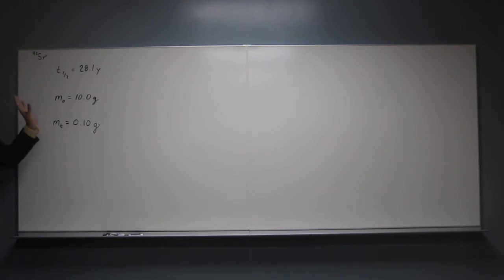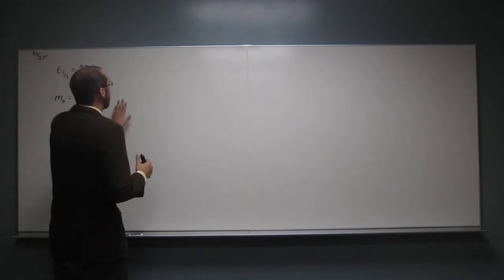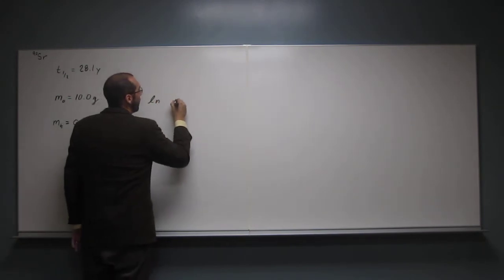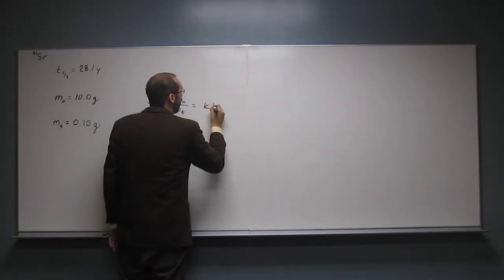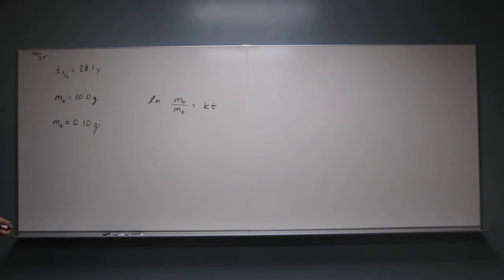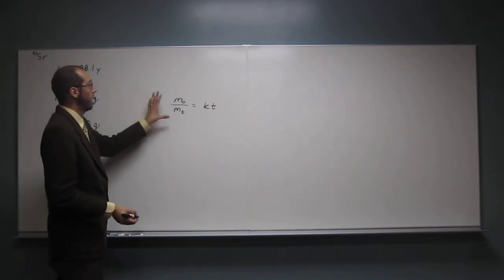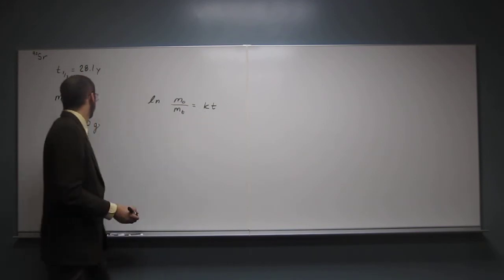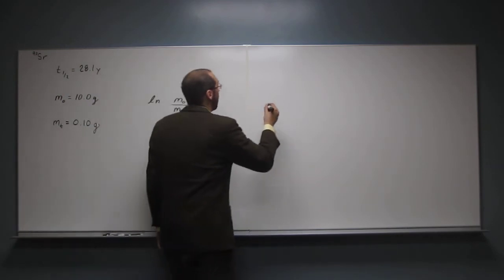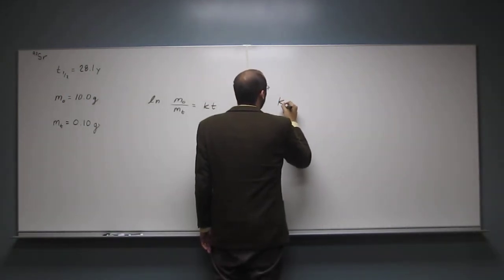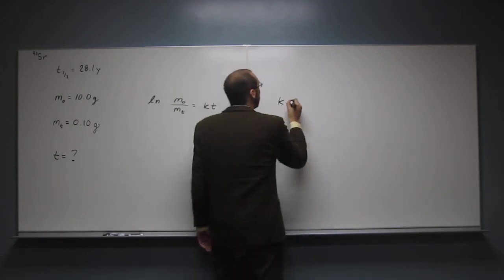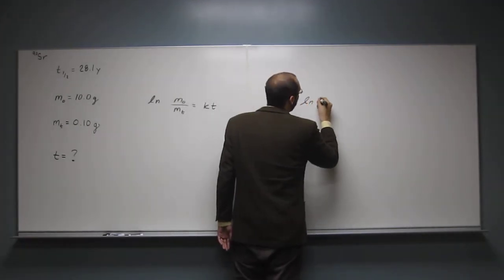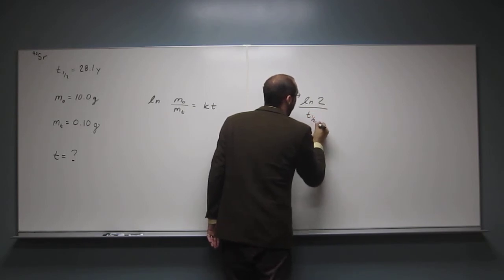So remember, we're using the first order integrated rate law. Okay, so if you recall, the way we do these for half-lives is going to be the ln of m naught divided by mt equals kt, like that. But in order to do this problem here, we're going to have to figure out what k is. So what are we solving for? We're going to solve for t. So k, remember, for the first order is going to be ln of 2 divided by the half-life.